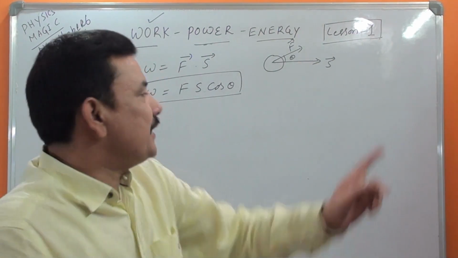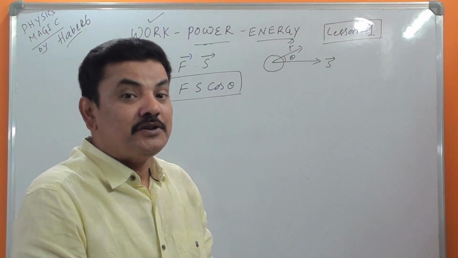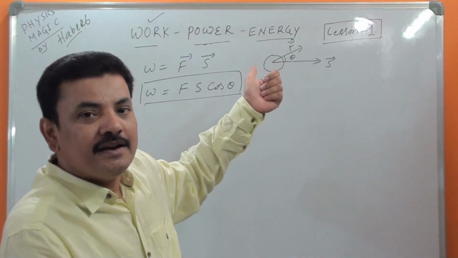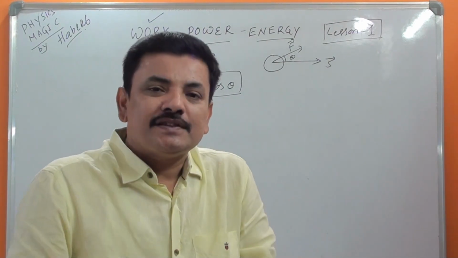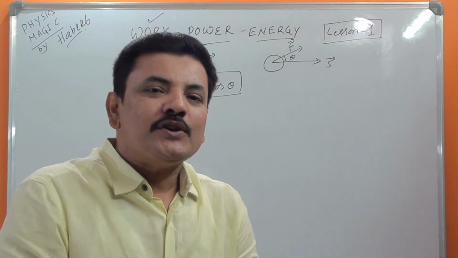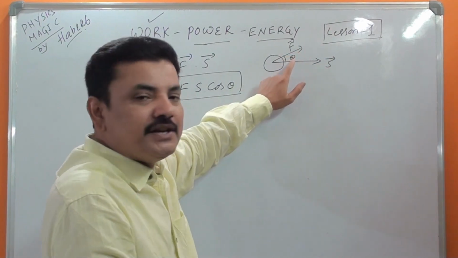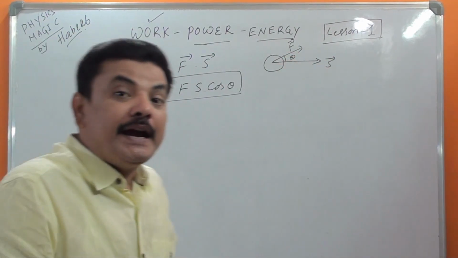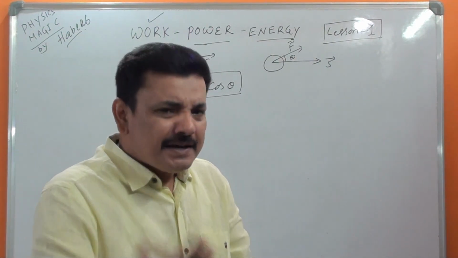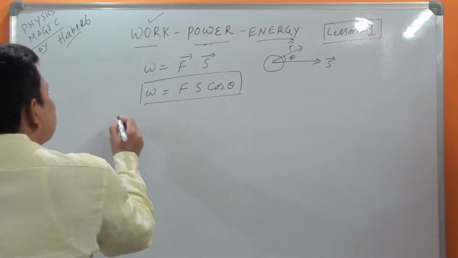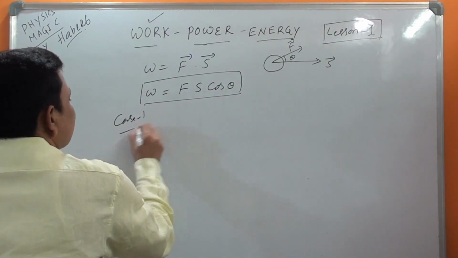All these 3 depend only on theta. Theta is very dangerous here; it makes such variations. F is not changing, S is not changing. Only because of theta, the value of W may be positive, may be negative, may be zero. Let us see what that is. First, let us discuss case 1.